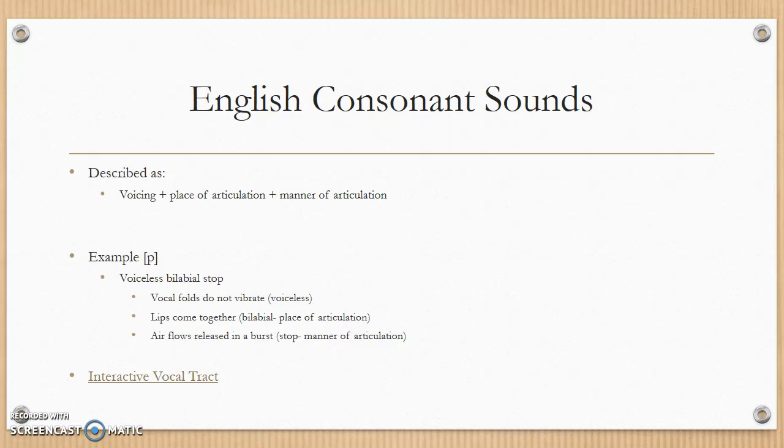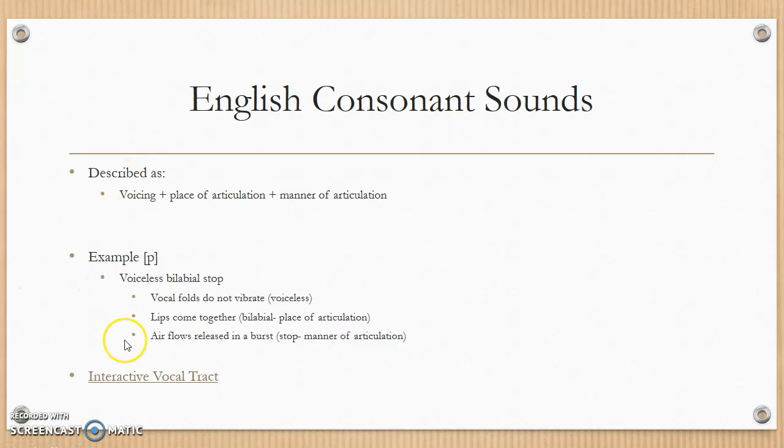So if we look at the example for p, p, p, our vocal folds are not vibrating. It's voiceless. Our lips come together. So our place of articulation is bilabial. We're using both of our lips. And then the air is released in a burst. So that's our manner of articulation. We call that a stop.